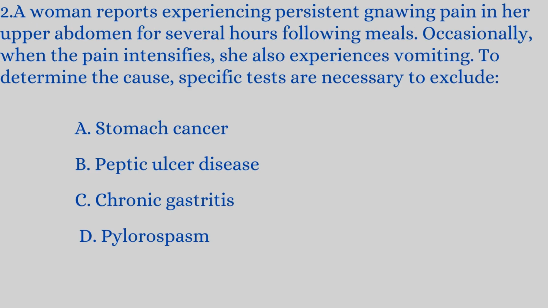2. A woman reports experiencing persistent gnawing pain in her upper abdomen for several hours following meals. Occasionally, when the pain intensifies, she also experiences vomiting. To determine the cause, specific tests are necessary to exclude A. Stomach cancer. B. Peptic ulcer disease. C. Chronic gastritis. D. Pylorospasm.